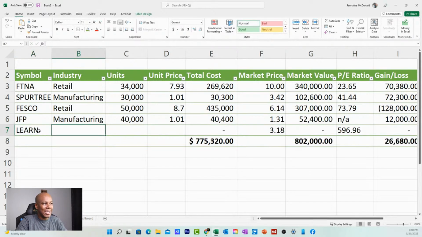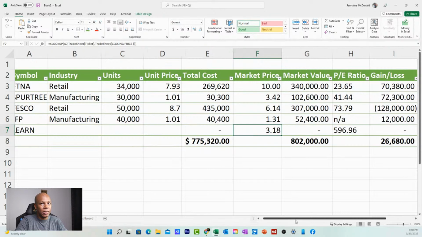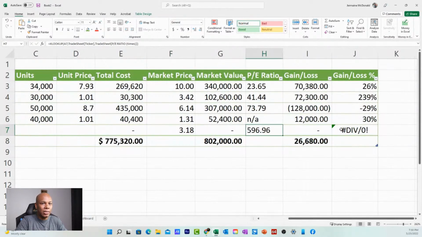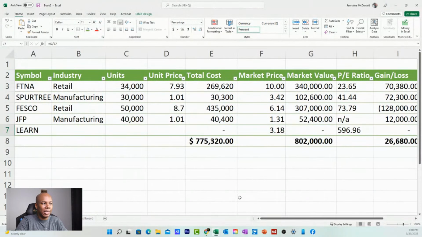You notice once I type in L.E.A.R.N here, the market price is pulled down, right? It's showing the PE. Gain loss is showing an error right now because there are columns that it needs before it can calculate that.